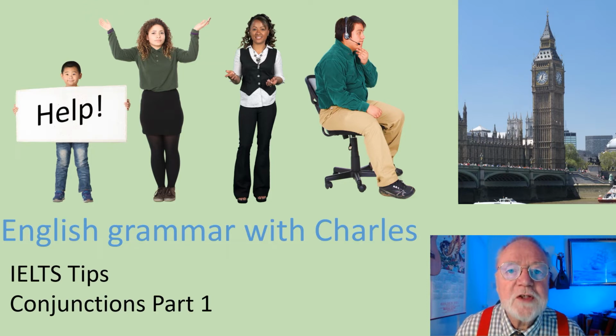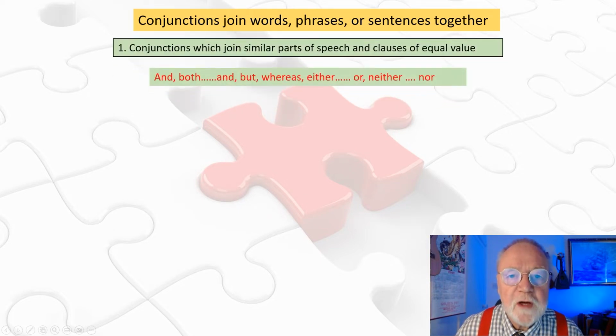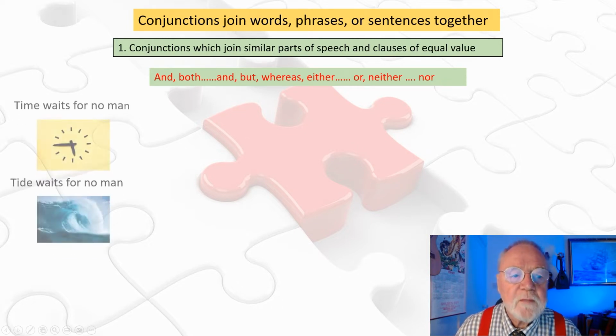So let's get started. There are, of course, a great number of conjunctions, and what I suggest you do is learn the ones which become your favourites, and so you really know how to use them. So let's start with conjunctions which join similar parts of speech and clauses of equal value. I've listed these below for you, and I'll give you an example of how simple it is to use them.